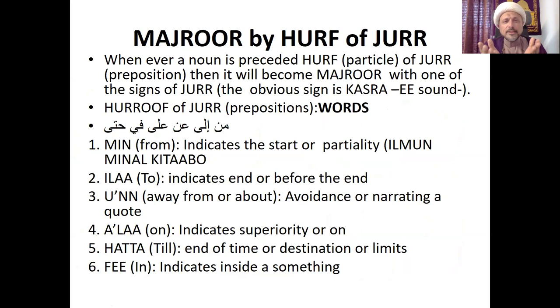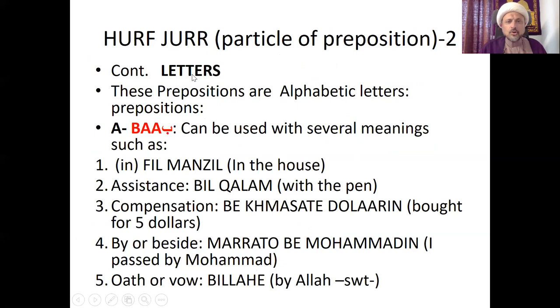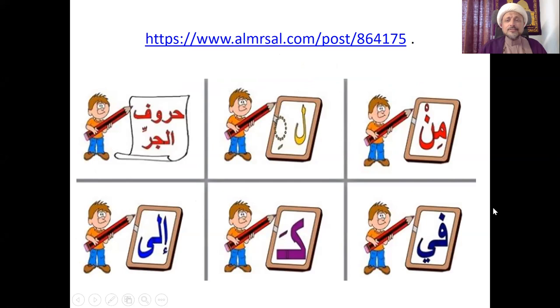So huruf al-jar, there are two types, words and letters. Okay, words and letters. This is a word, but it is dealt like harf. This is a word, fi, ila, this is a word. This is harf, only a letter. This is harf, only a letter. You got it? So huruf al-jar are two types. Some types of huruf al-jar are words. Some types of huruf al-jar are letters.